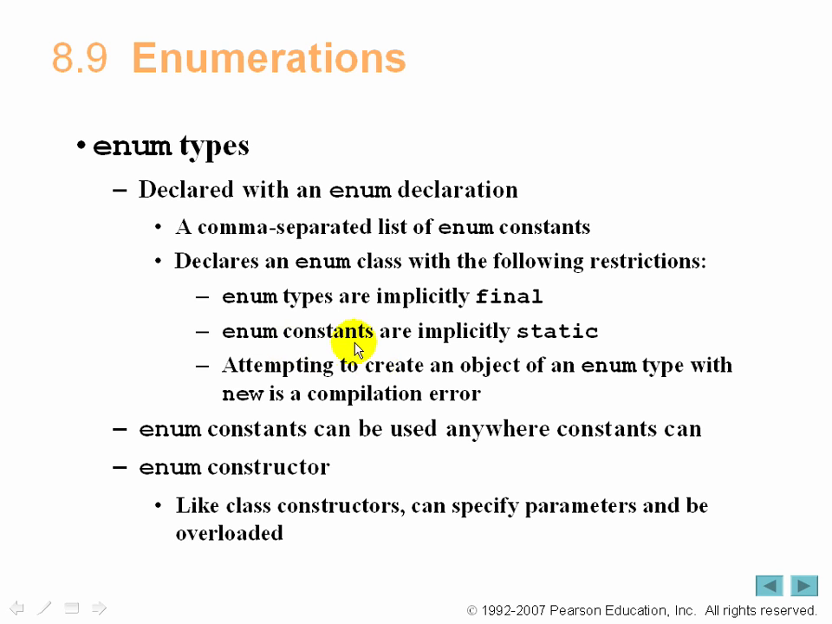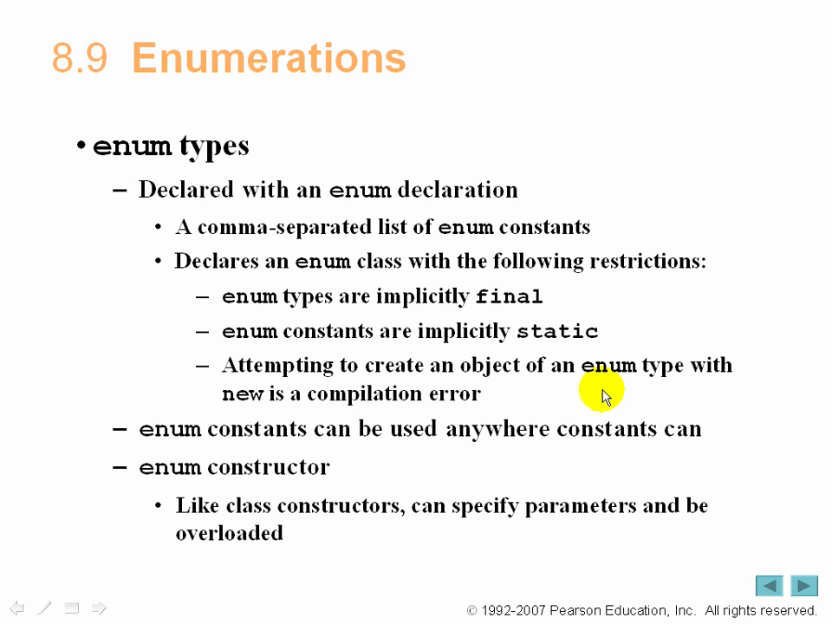Separately, enumeration constants are implicitly static. Because they're constants and they can never change, there's no reason to allow multiple copies of them, so the compiler automatically makes them static members of the enumerated type. And finally, it is actually a compiler error to attempt to create an object of one of your enumerated types. Again, that has to do with the fact that all of the members of the enumerated type are implicitly static members. There's one copy of each constant, and that's it.